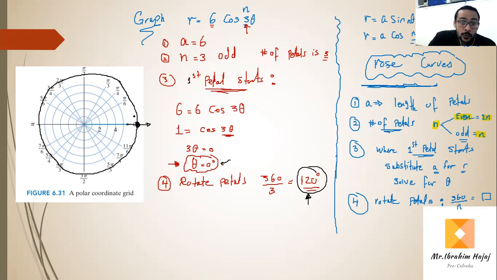Now, 120 degrees as radians is how much? 2 pi over 3, I think. Divide by 180 and multiply by pi. So I'm going to do it here: 120 divided by 60 is what? 2 over 3? Yes. 2 pi over 3.